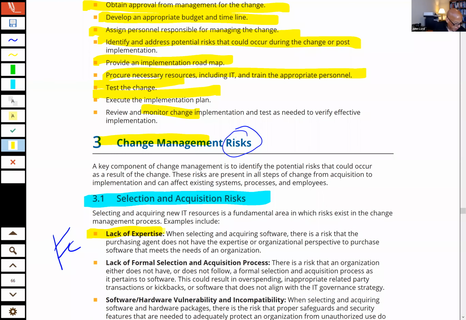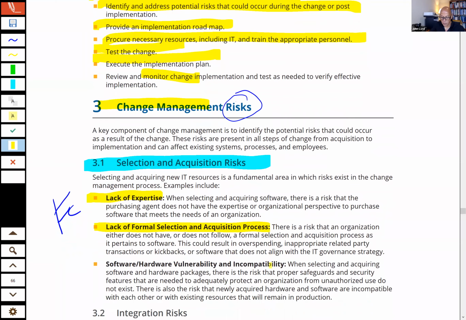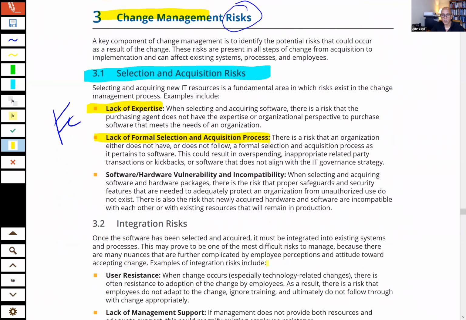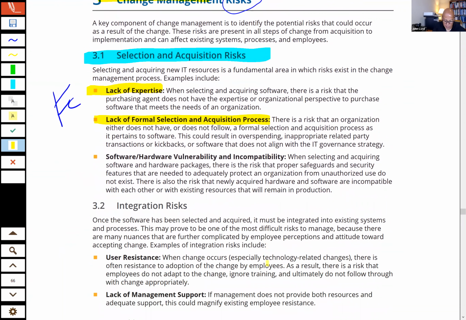Lack of formal selection and acquisition process. Before we acquire something, we need the proper approvals. We need to make sure that the acquisition is going to meet the needs. And then software, hardware, and vulnerability and incompatibility.